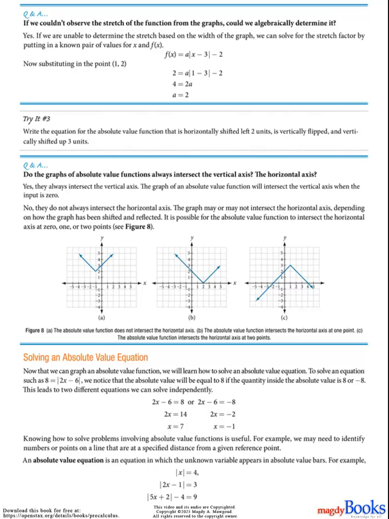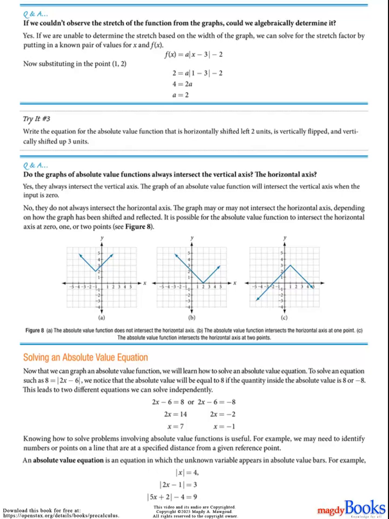See Figure 8. A. The absolute value function does not intersect the horizontal axis. B. The absolute value function intersects the horizontal axis at 1 point. C. The absolute value function intersects the horizontal axis at 2 points.